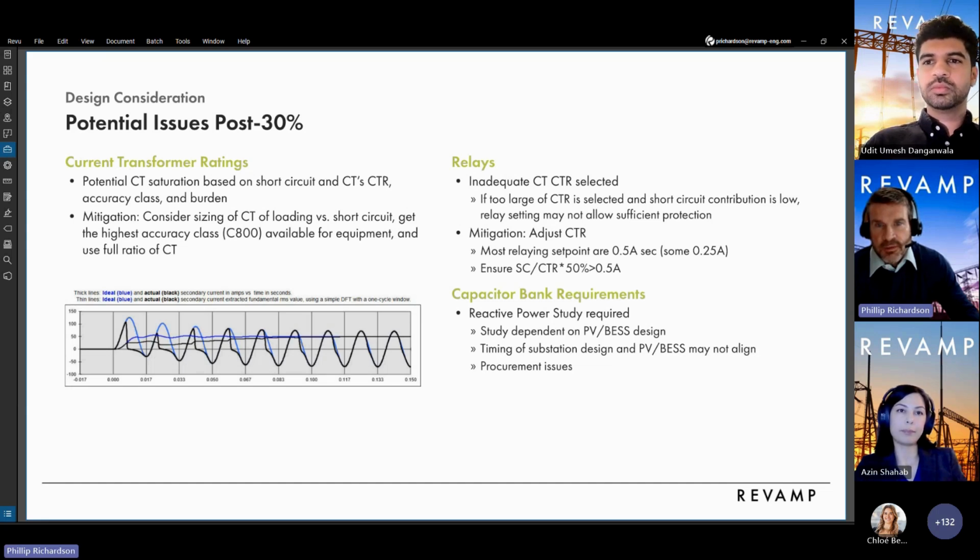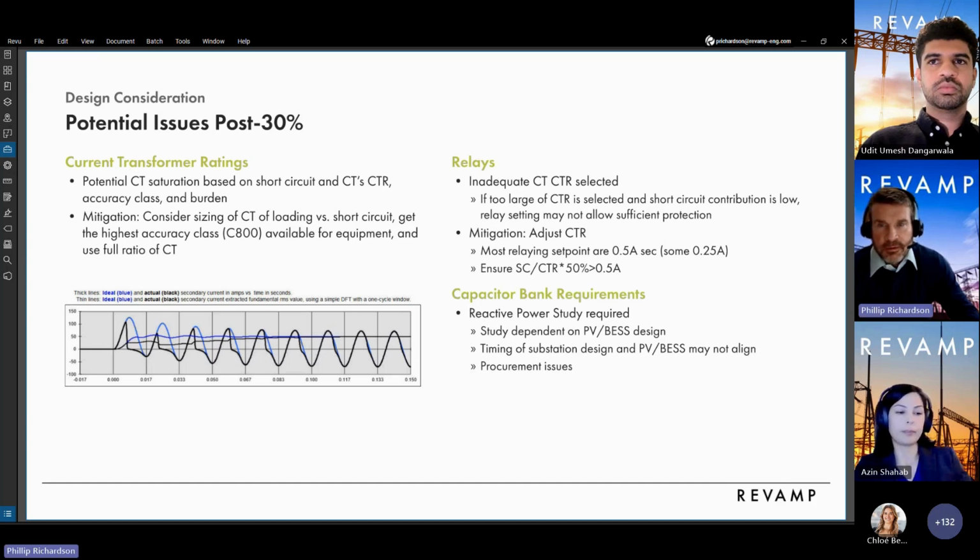Another issue is if the CTR of the CT connected to a particular relay is too high. If the CTR is high and the remote end fault is low, the relay's secondary set point might not be sufficient to provide protection. So for example, if the remote end fault is 500 amps and you have a CTR of 400, you may not be able to set the relay for adequate fault coverage.